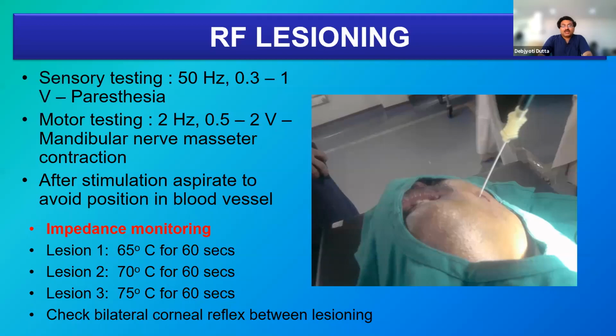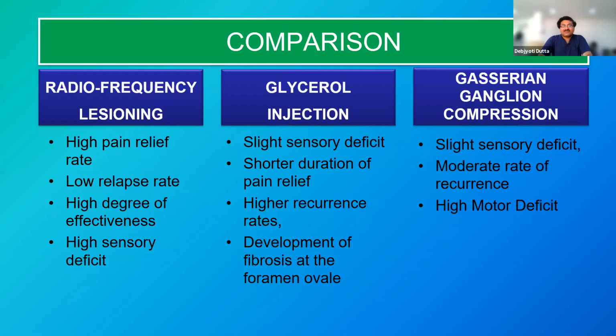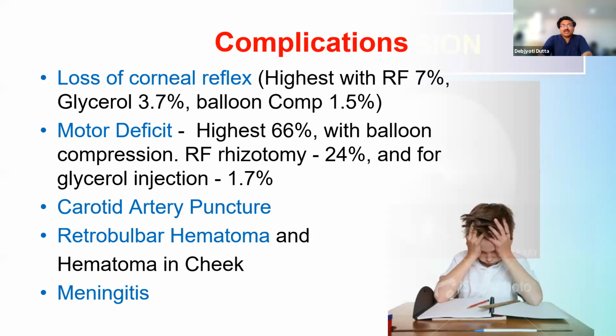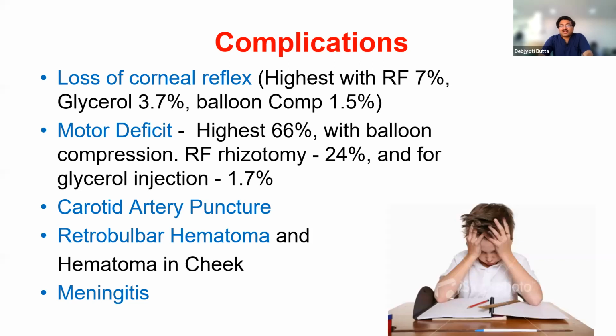Coming to the complications, but before that, the advantages and disadvantages. From the duration perspective, definitely RF is the better choice, and glycerol rhizolysis is the poorest. If we think of sensory loss, then RF is the worst choice, whereas balloon and glycerol are comparatively better. If you think of motor deficit, then balloon compression is the worst. You can go for RF and glycerol.